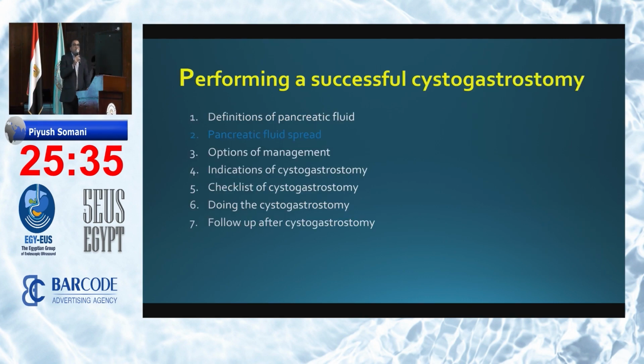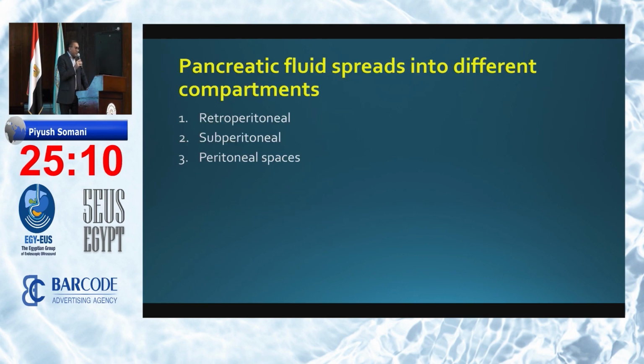Now, before we think about doing a cystogastrostomy, how does the fluid spread after pancreatitis? This is important because we see pseudocyst in the lesser sac very commonly, but sometimes we see extensive necrosis of the pancreas with collections in the right paracolic gutter, in the left paracolic gutter, everywhere the fluid is. So we need to understand how this whole fluid spreads after pancreatitis.